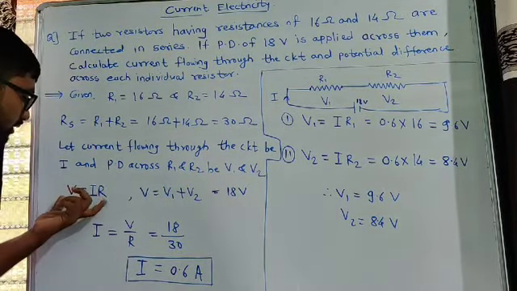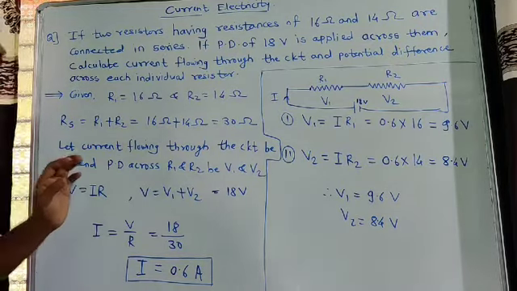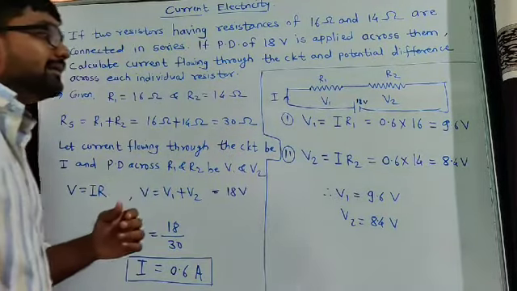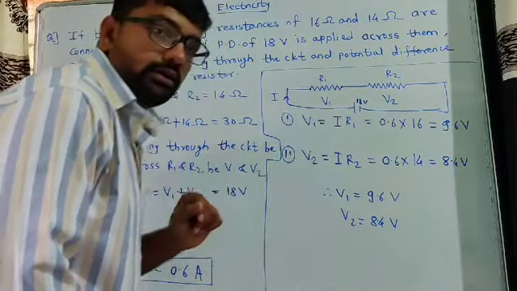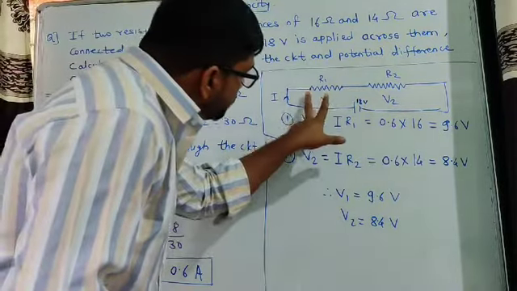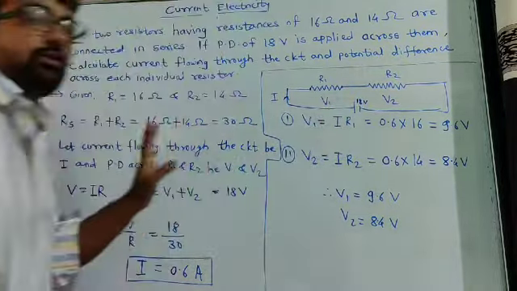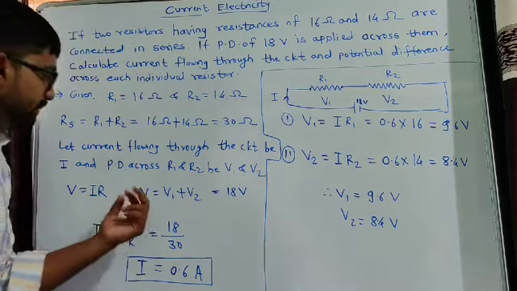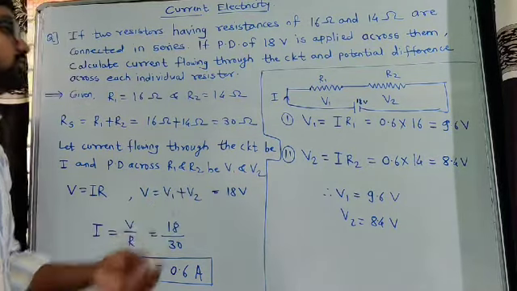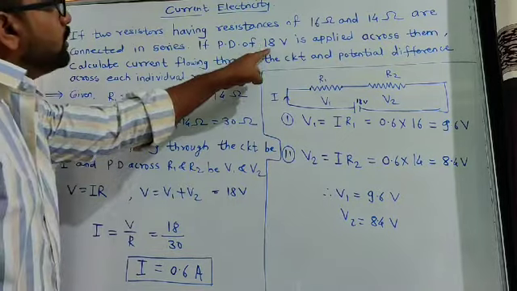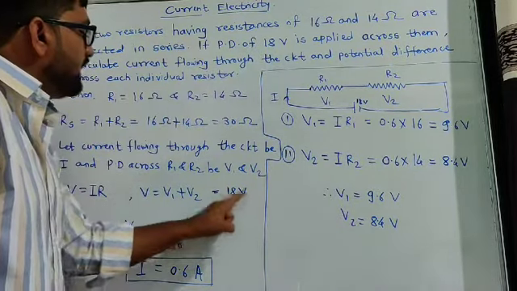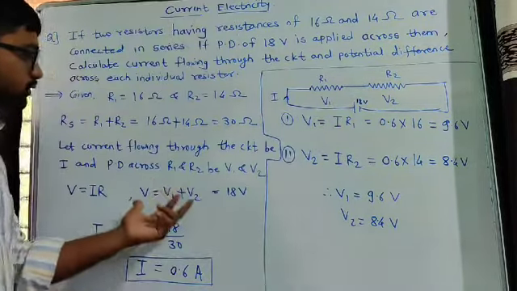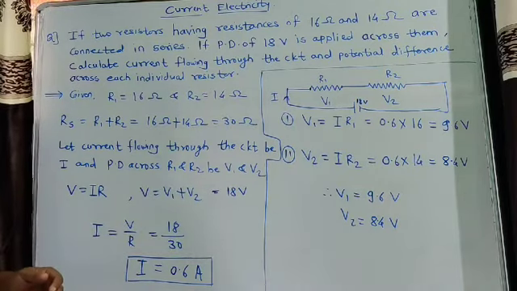So we know according to Ohm's law, V is equal to IR. The total voltage across this connection is how much? 18 volt. So this is the total voltage across this circuit, that is V, which is equal to V1 plus V2, that is 18 volt. How much potential difference did we apply here? 18 volt, and that 18 volt is equal to this V1 plus this V2. So 18 volt is our applied potential difference.